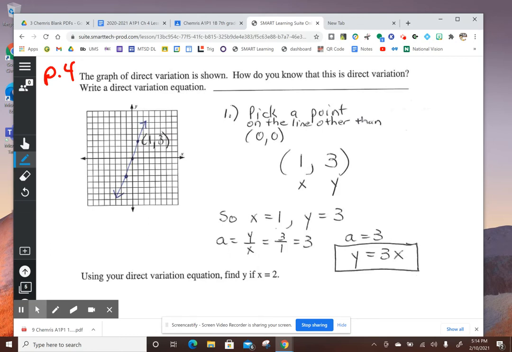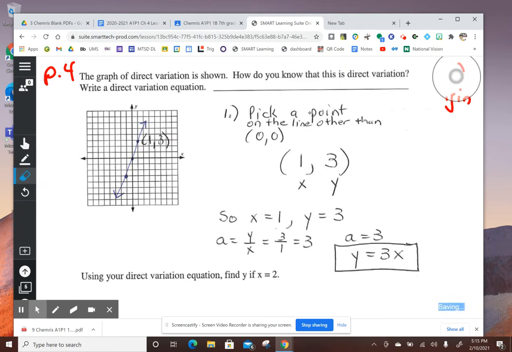Well, we know it's direct variation because it's a straight line through the origin. Okay, so they want us to write the direct variation equation. Okay, so how do we do that?